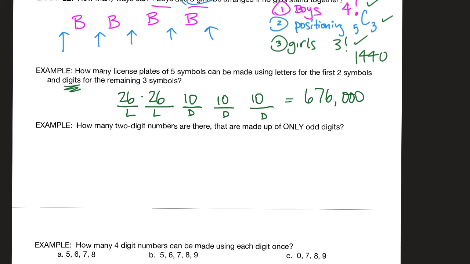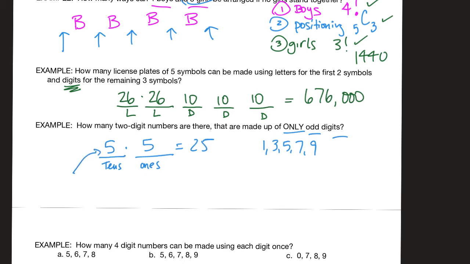All right, let's try this next one. How many 2-digit numbers are there made up of only odd digits? So that means I need a number in the tens place and a number in the ones place. The odd digits are 1, 3, 5, 7, and 9. Any of them could go here, and any of those could go here, which would make 25. Be careful when the problem says stuff about even digits, because 0 is considered to be an even digit, and you couldn't put 0 in this spot.